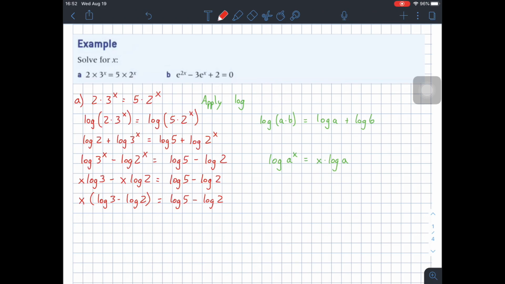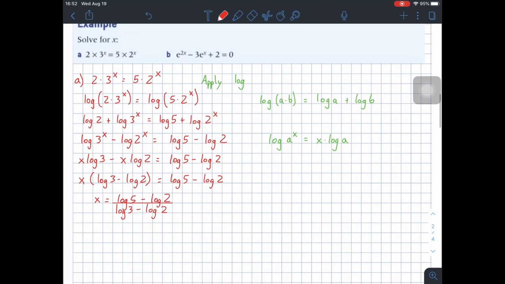So x is equal to log of 5 minus log of 2, divided by log of 3 minus log of 2. And I can do all of this in the calculator, and we will get the result. You can try doing this in your calculators to practice. If we round this to three significant figures, I get 2.26. This would be the value of x for this equation.